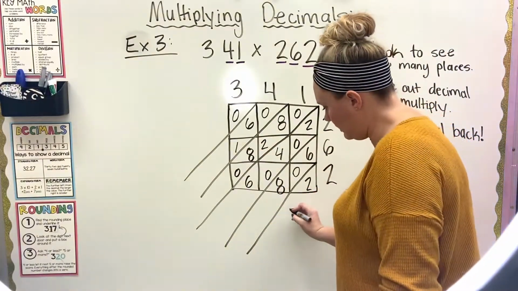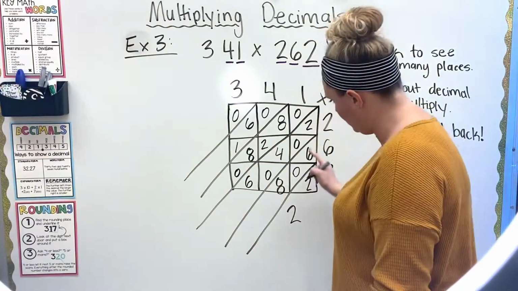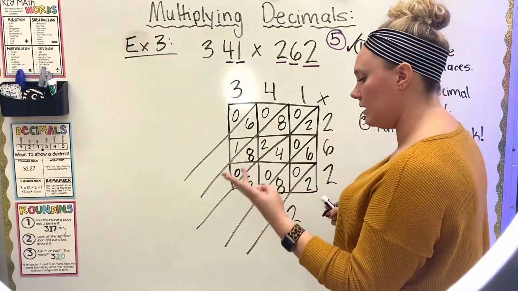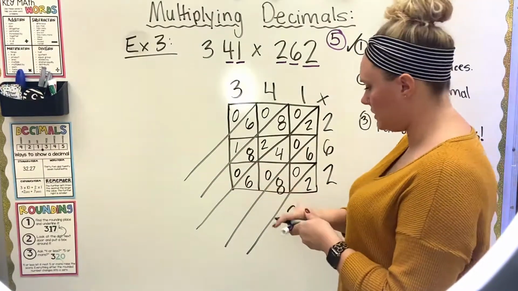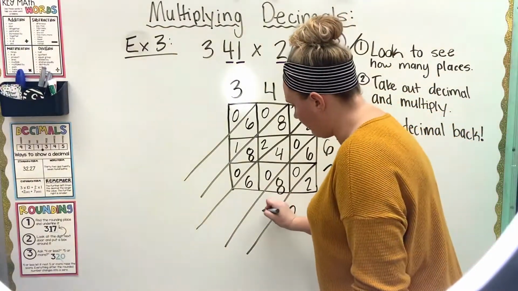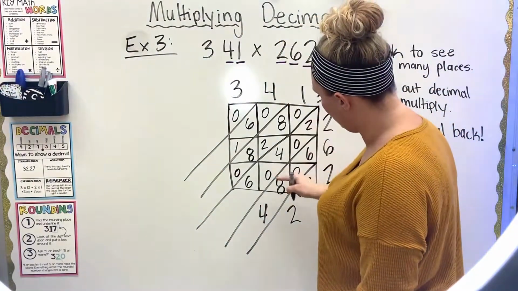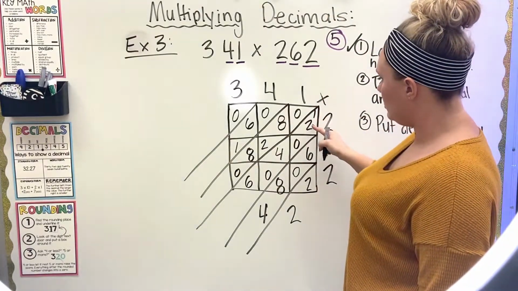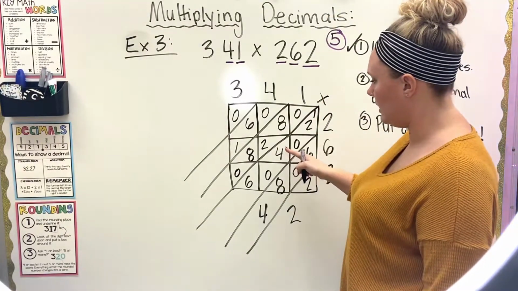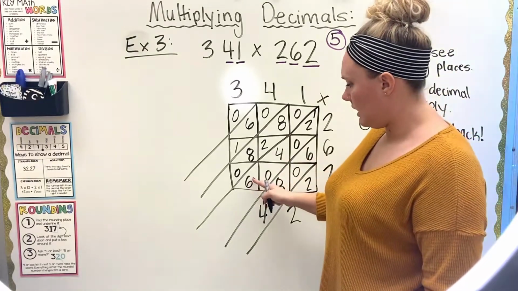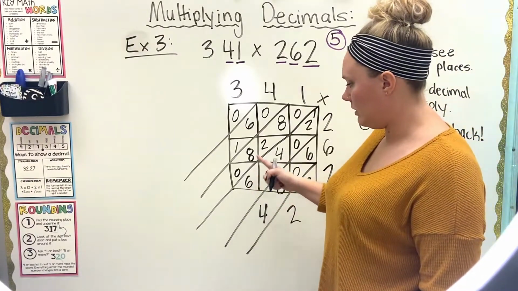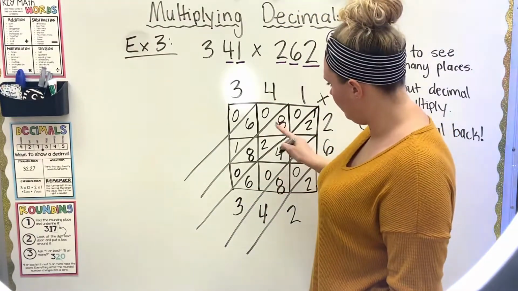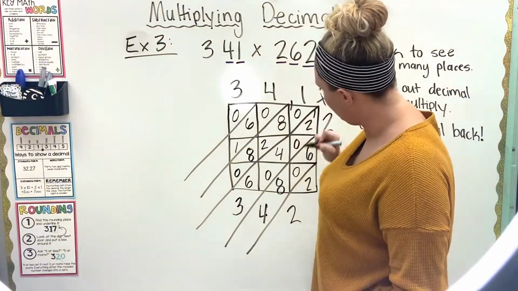So dropping down my 2. Let's see, 6 plus 8. Let's see, 8, 9, 10, 11, 12, 13, 14. So I'm going to put my 4 down here and I'm going to carry my 1 to the next column. Let's see, 1, 2, 3, 4, 5, 6, 7, 8, 9, 10, 11, 12, 13. So again, put my 3 down below, carry to the next column.